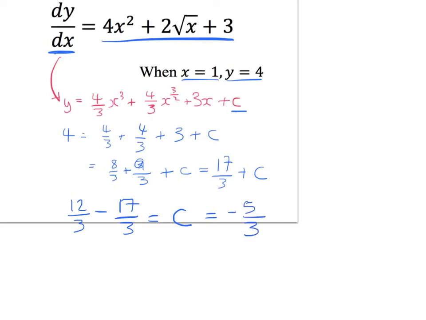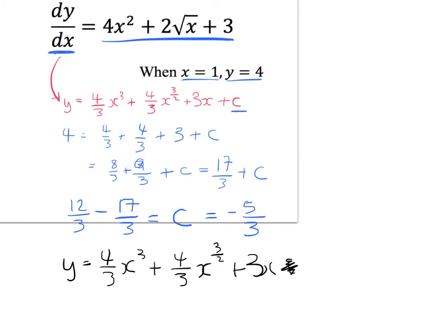So now we know what c is, we can write a full expression for y. So we write y equals 4 over 3 x cubed plus 4 over 3 x to the 3 over 2 plus 3x plus, oh no, not, it's because our c is negative, so we've got minus 5 over 3. And that's our final answer for y.